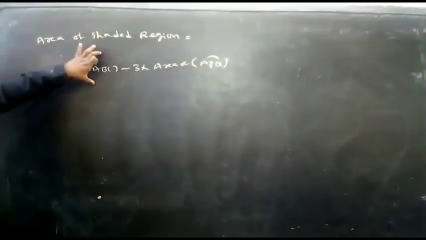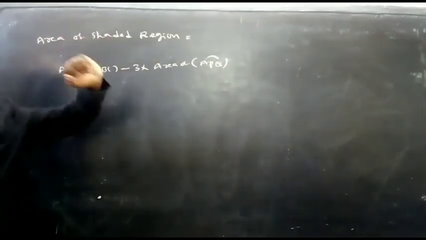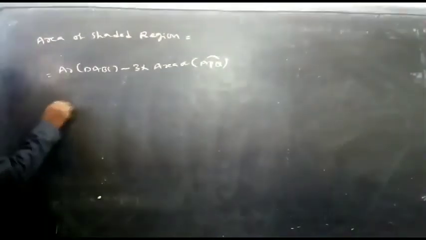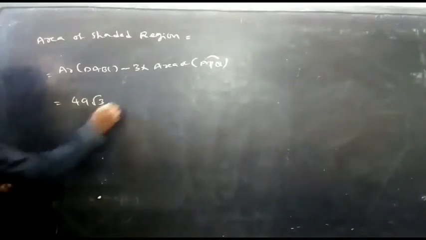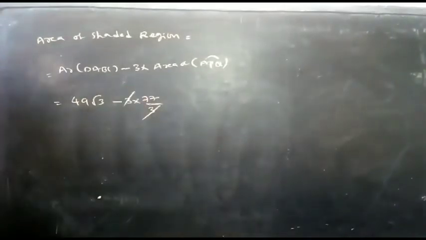Now the area of the shaded region is equal to the area of triangle ABC minus 3 into the area of APQ. Why? Because here three sectors are formed and the areas of the three sectors are equal. So the area of triangle ABC is already there in the question, that is 49 root 3 centimeter square, minus 3 into the area of the sector, 77 by 3. 3 and 3 get cancelled.